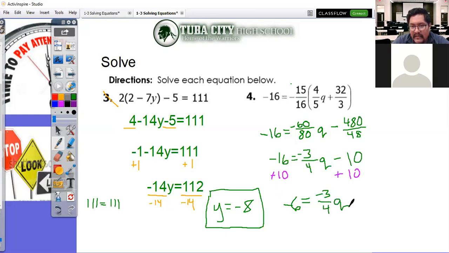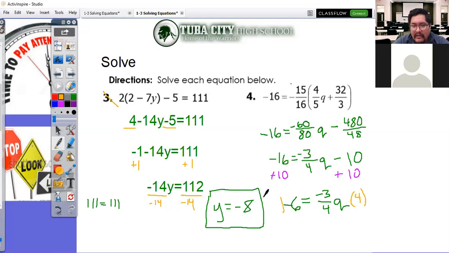Sorry about that. -6 equals -3/4 times q. Now think about it. What number can I times by -3, then divide it by 4 to give me -6? That's a weird way to think about it, but actually, if you think about it that way, it does make a lot more sense. Times it by -3, then divide it by 4 to get -6.